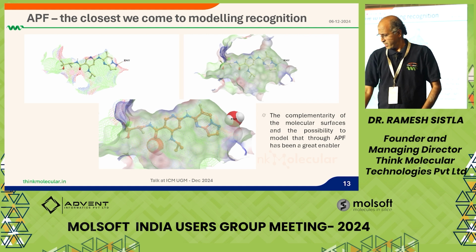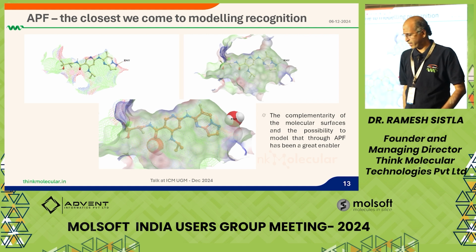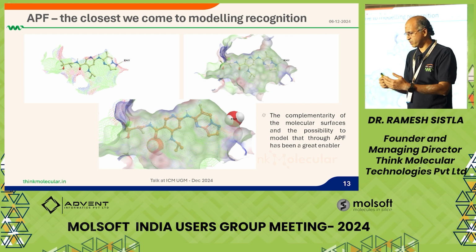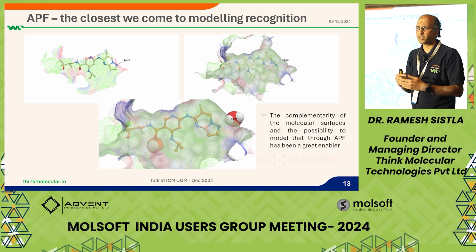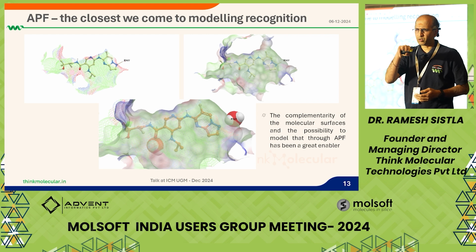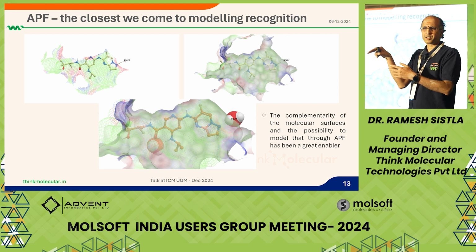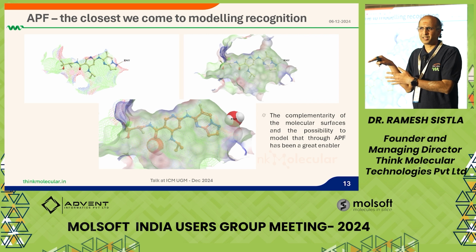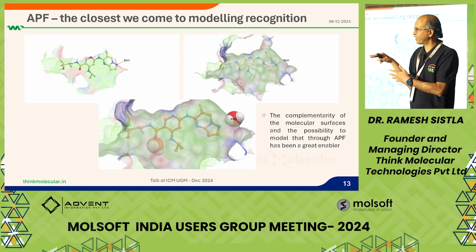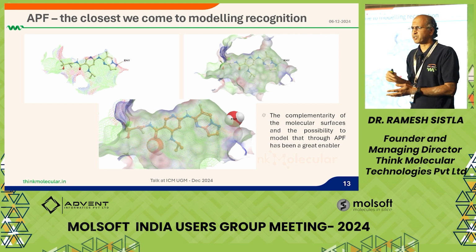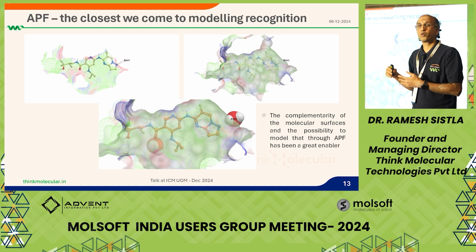Where you see the ligand surface and the protein surface being complementary to each other, and the way it runs behind in the APF clustering or the virtual screening, is something that I am a big fan of in ICM. And I think that has been utilized pretty well.